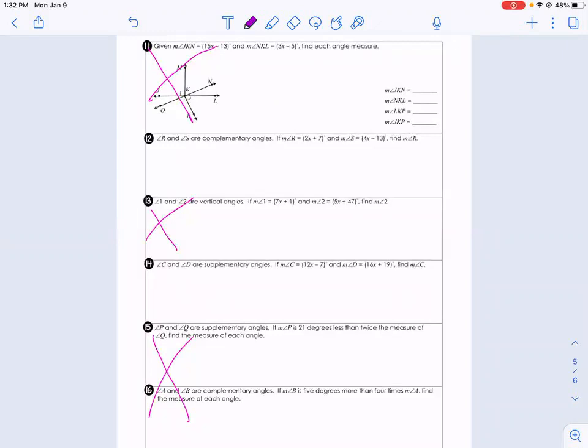Yeah. The whole page. Actually, like 6 minutes.